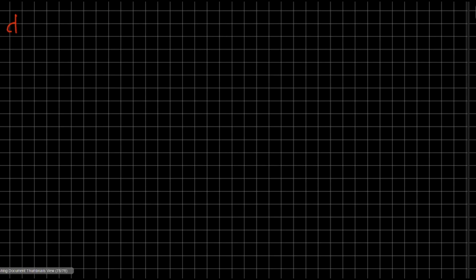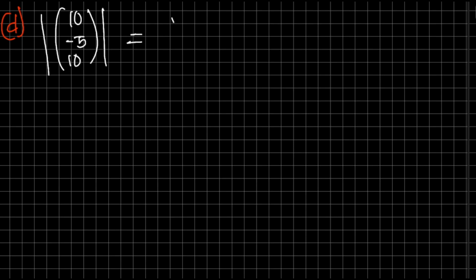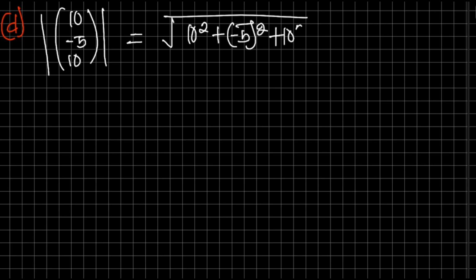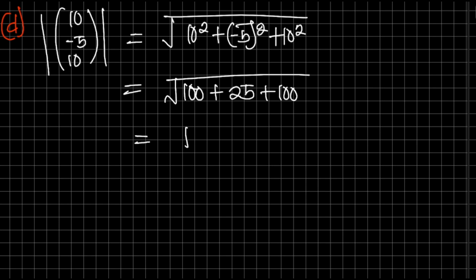We have 10 minus 5 10. So this is 10 squared plus minus 5 squared plus 10 squared. That is 100 plus 25 plus 100, and that is going to be 225, right? What is the square root of 225? I think it is a perfect square, right?